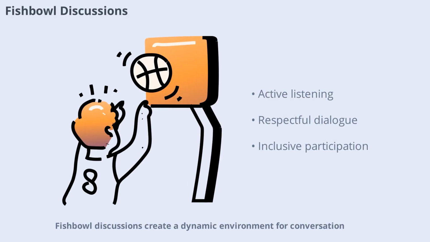Fishbowl discussions create a dynamic environment for conversation. A small group discusses a topic in the center while others observe and take notes. After a set time, roles switch. This technique encourages active listening, respectful dialogue, and thoughtful participation from everyone involved.